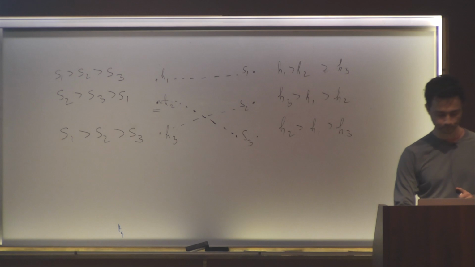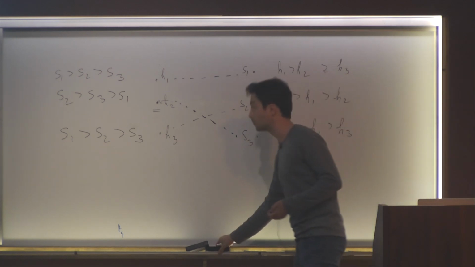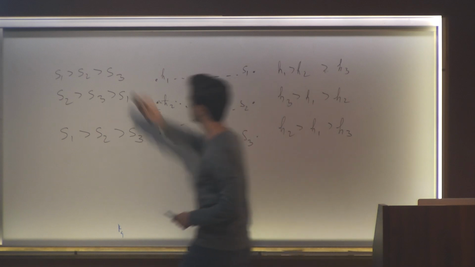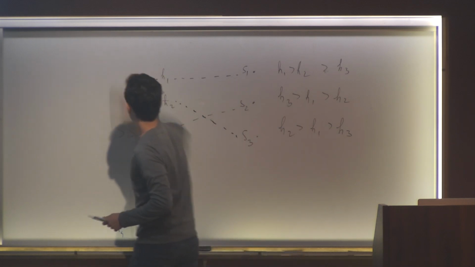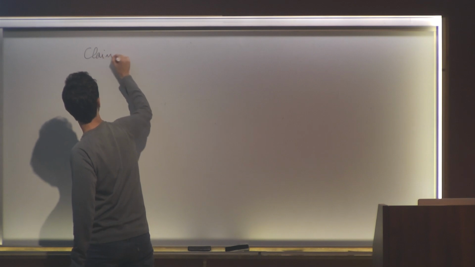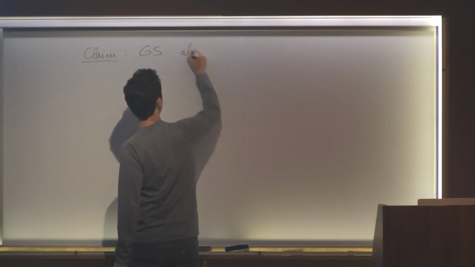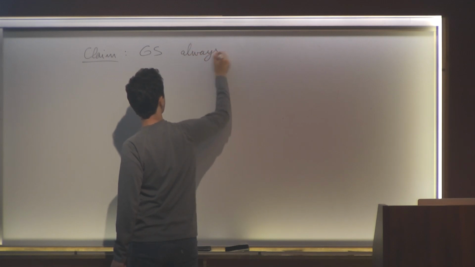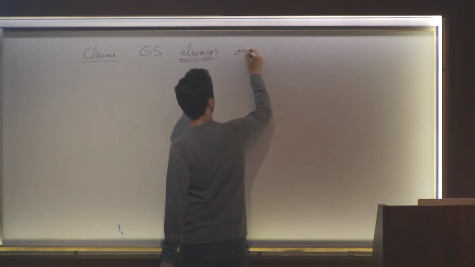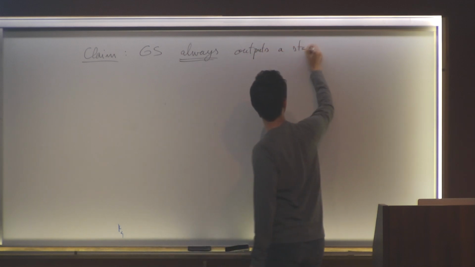Okay. So actually, I'm going to leave the algorithm on the slide, and prove the result on the board. So the claim is the Gale-Shapley algorithm always outputs a stable matching.